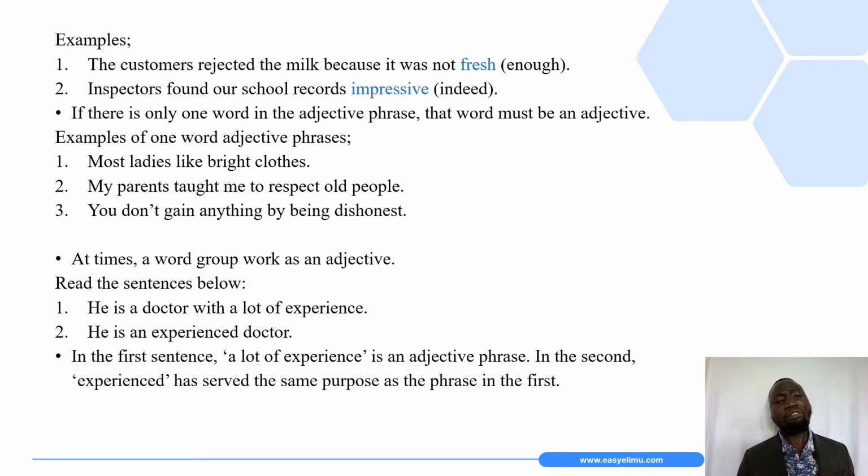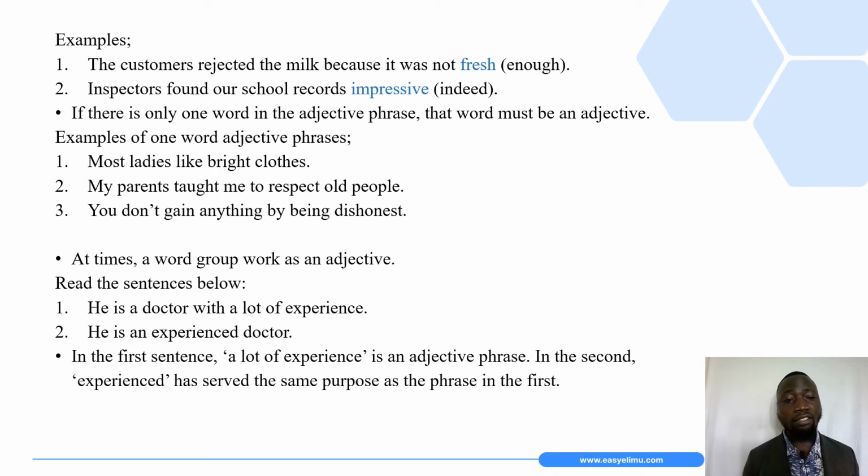So if there is only one word in the adjective phrase, dear students, that word must be an adjective. So we have sentences that have one-word adjective phrases. In that case, that one-word adjective phrase must be an adjective, because we said that adjectives are the principal words in adjectival phrases. So there are examples in sentences of one-word adjective phrases.